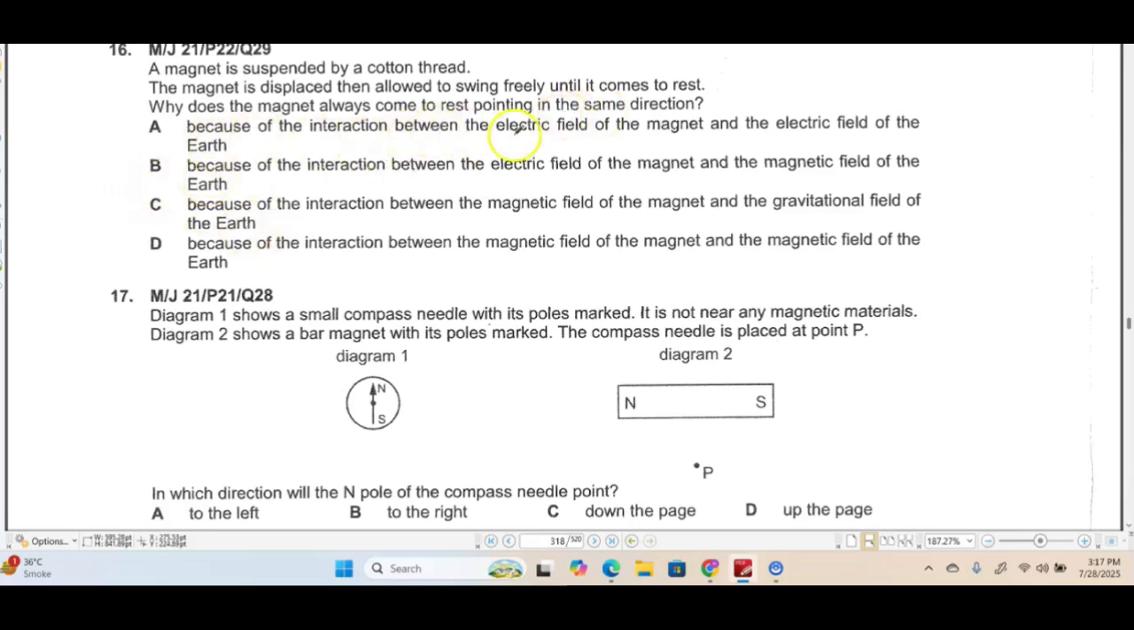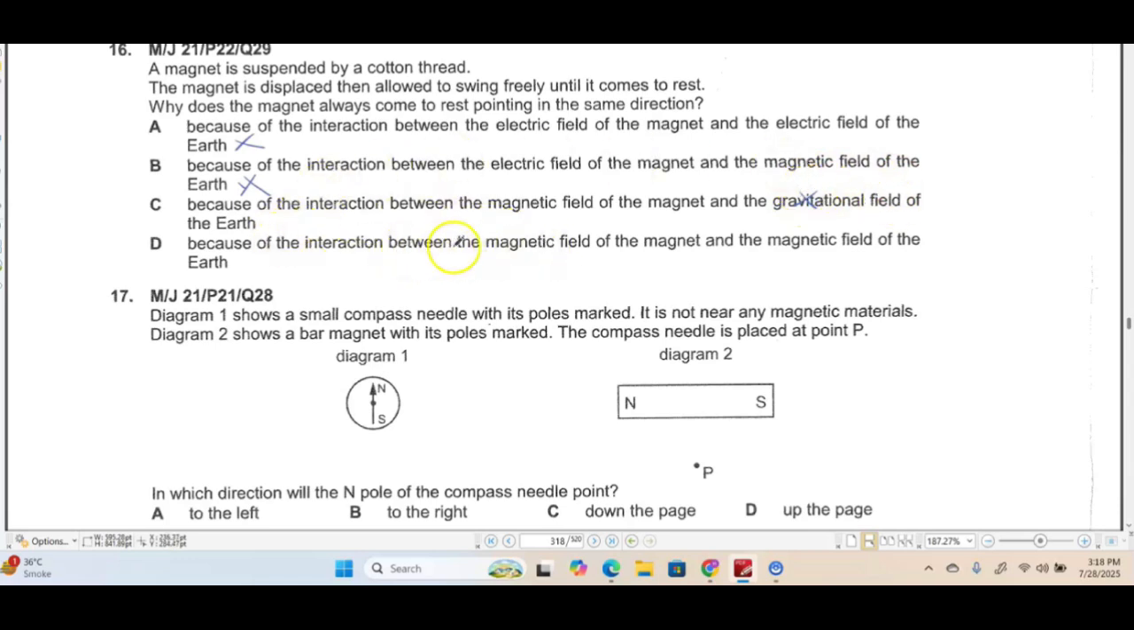A, because of the interaction between the electric field of the magnet and the electric field of the earth. There is no electric field of the magnet and there is no electric field of our earth. Because of the interaction between the electric field of the magnet and the magnetic field of the earth. There is a magnetic field of the earth, but there is no electric field of the magnet. Okay? Because of the interaction between the magnetic field of the magnet and the gravitational field of the earth. No, it's not due to the gravitational field. It's due to the magnetic field of the earth.